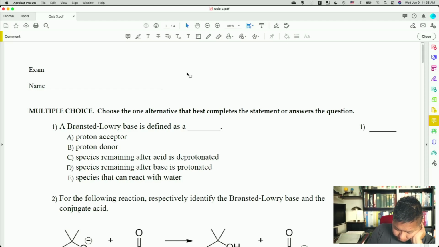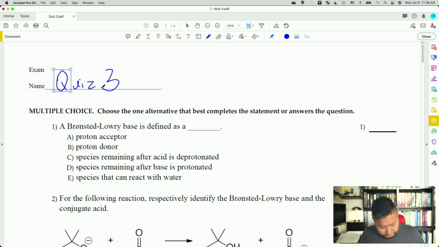This is quiz 3, and it's not drawing for some reason. Why does it do that? There we go. I always forget to do that. Make it in drawing mode. Alright, this is quiz 3.